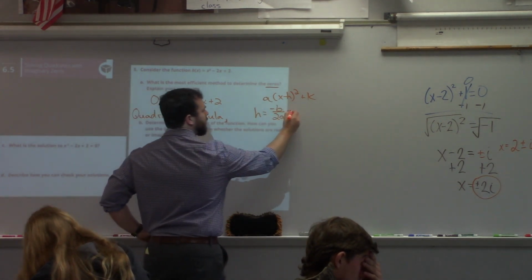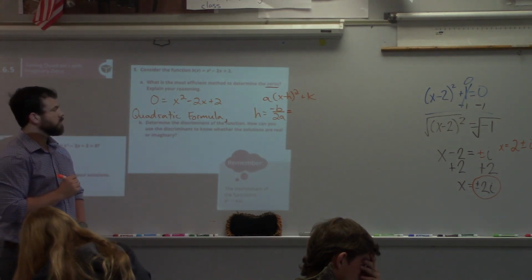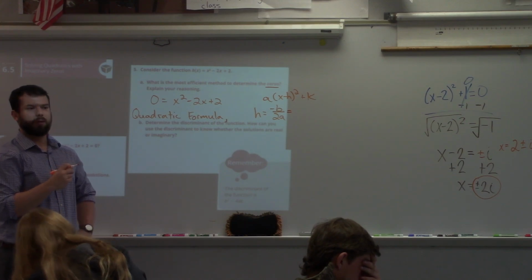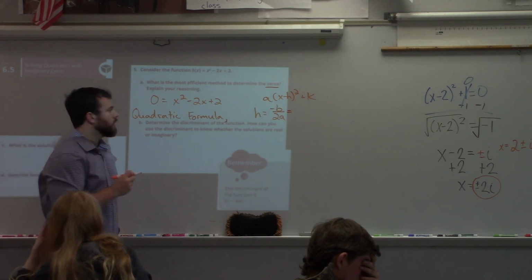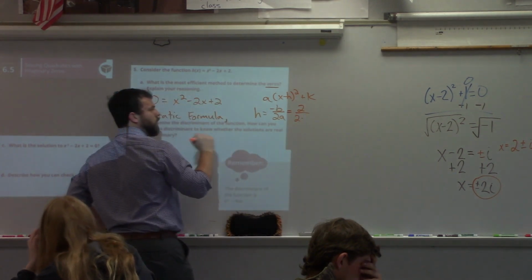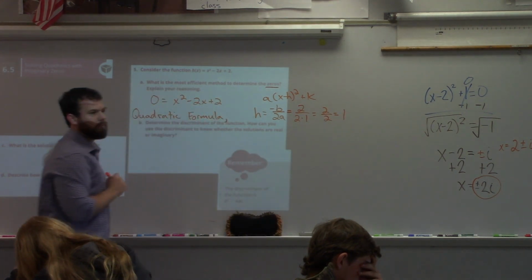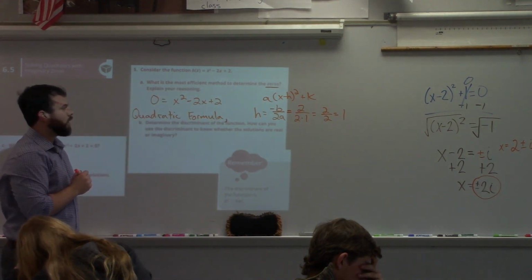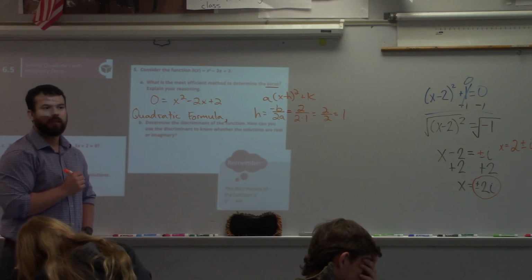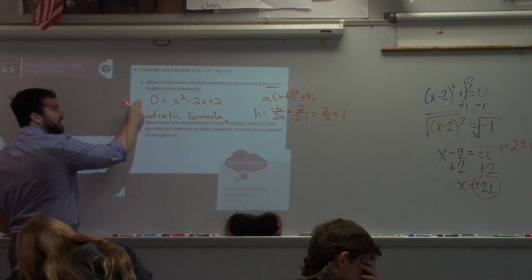Well, what would that give me looking at h? 1. How'd you get there? Give me a little bit more steps for those who didn't quite jump there to 1. Preston, you with us? Okay, so the opposite of b would give me a positive 2 divided by 2 times 1. That gives me 2 divided by 2, which is 1. Alright, there's my h. Is that a nice, easy number to work with? So does vertex form a good option? Yes.